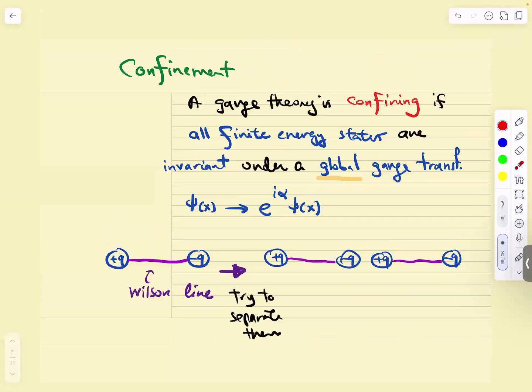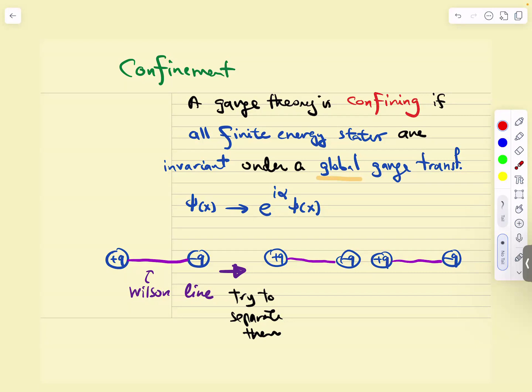What do we mean by saying the theory confines? A gauge theory is confining if all finite energy states are invariant under a global gauge transformation. That means that this is a symmetry, right? If this is to be a symmetry, it means that you can never excite a single quark, a single particle that is charged under the non-abelian gauge. You can never excite such a thing.